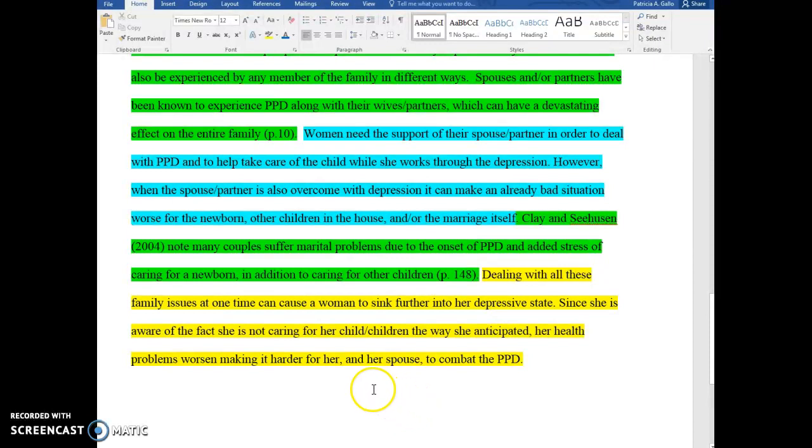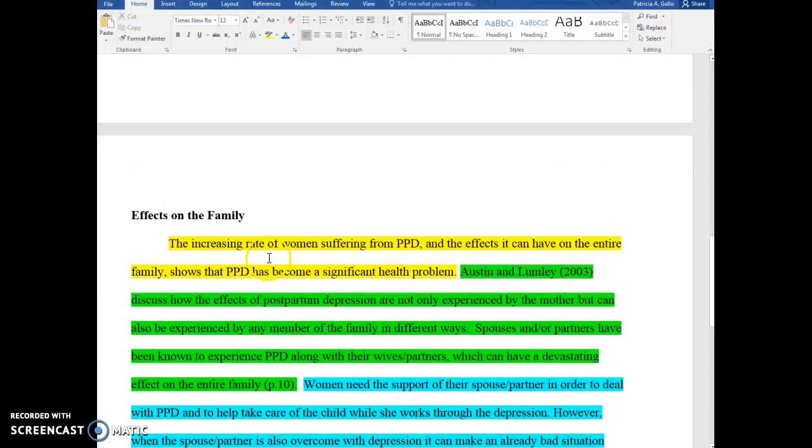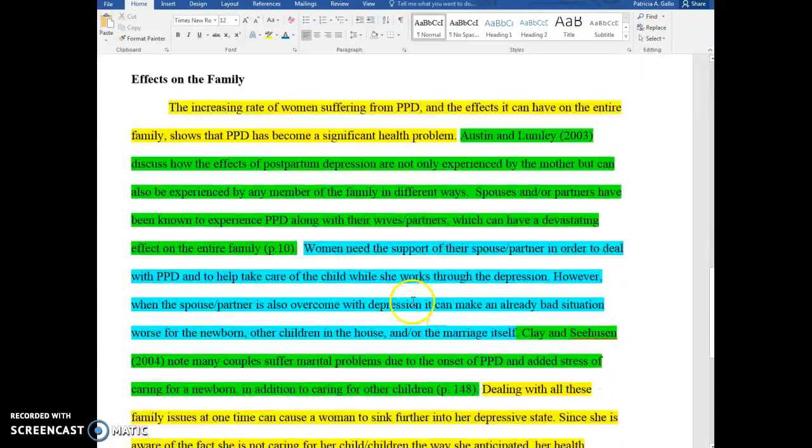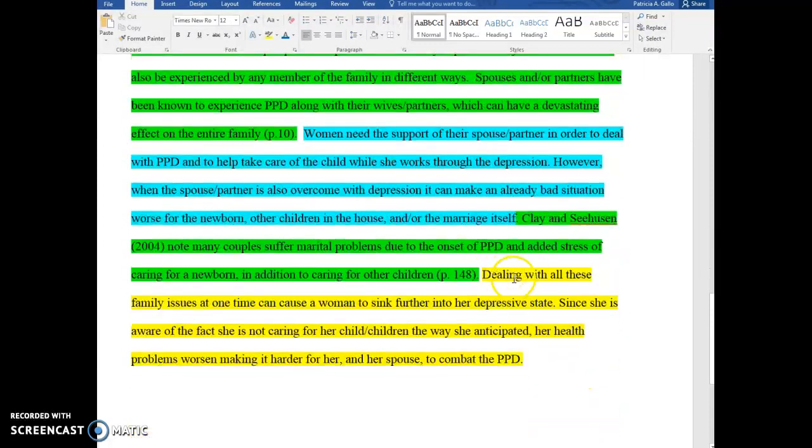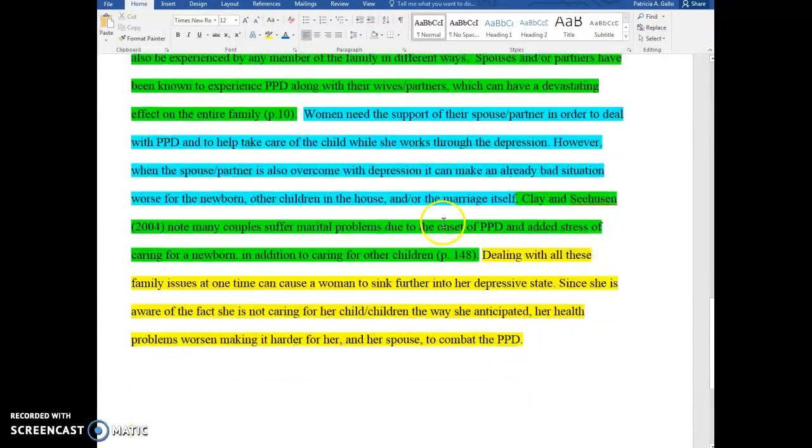I hope that this helps you understand how your paragraph should be structured in your essay. Topic sentence, source, explanation, source, more explanation, ending with that so what that relates back to the topic sentence.